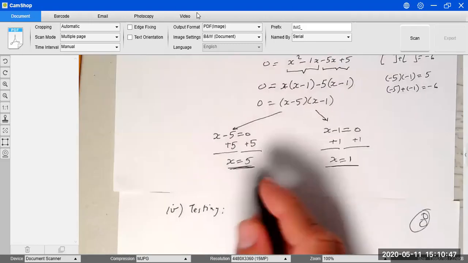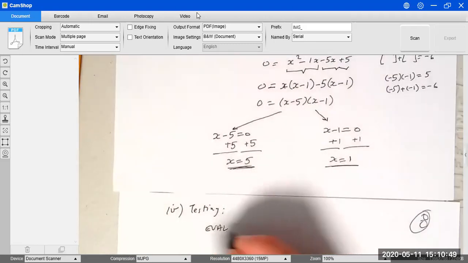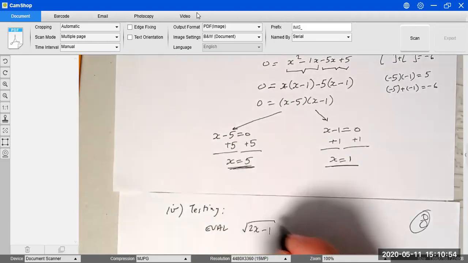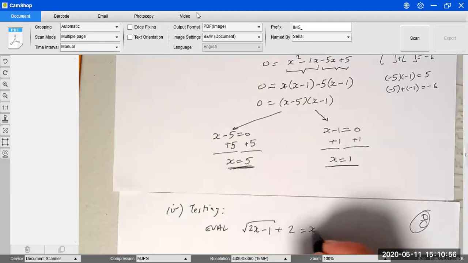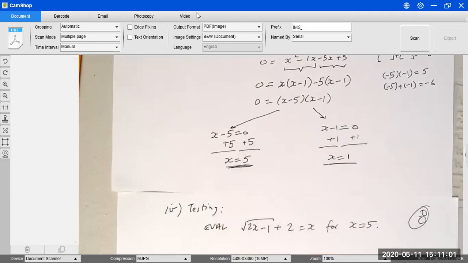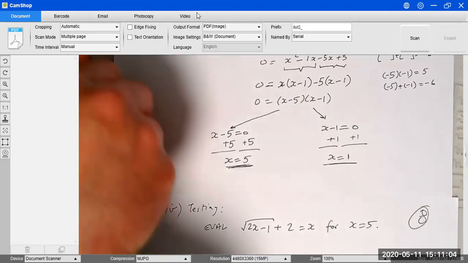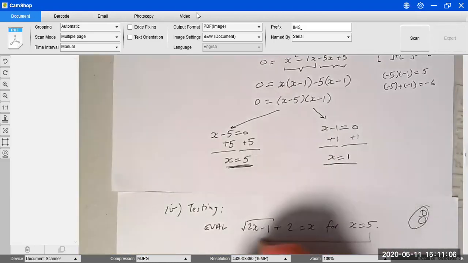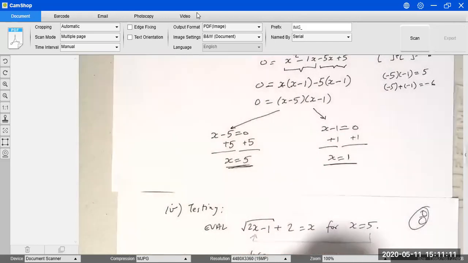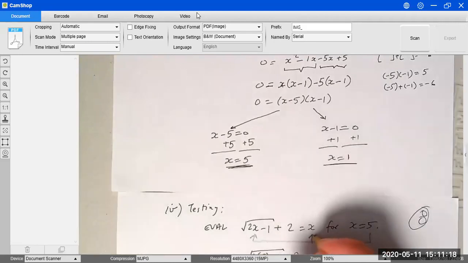So we're going to start with the first one. We're going to evaluate the original equation, the square root of 2x minus 1 plus 2 equals x, for the first one, x equals 5. So meaning that we're going to replace every x with 5. So we have the square root of 2 times 5 minus 1 plus 2 is going to be equal to 5.